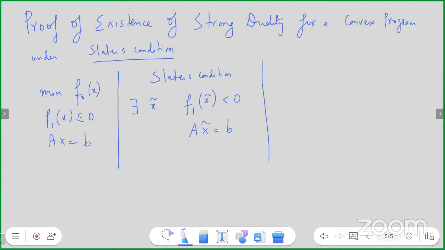All it's demanding is that there exists a strictly feasible point. Nothing more. And the program need not be differentiable. To go from strong duality to necessity of KKT conditions, we require that the program be differentiable. But here there is no differentiability required. It's a very weak condition, not a very strong condition. All you are asking is that there should be a strictly feasible point. Okay, any idea what's going to happen? Why is strict feasibility so useful?